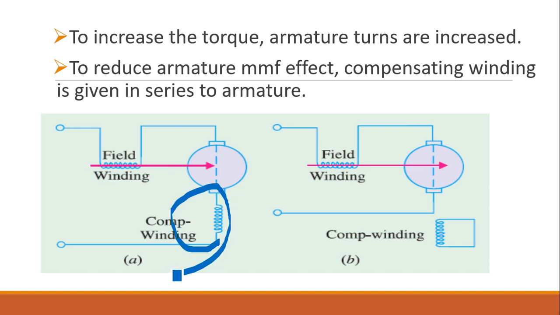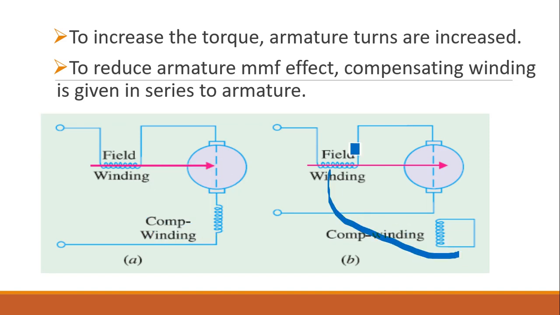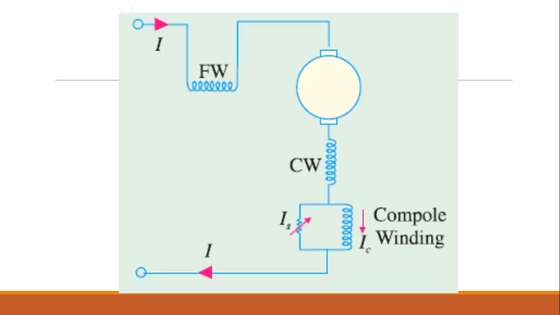This is one type of compensating winding which is directly connected to the armature, known as conductively compensated, because it is conducting the current directly. In the right side picture you will see a separate winding which has no physical connection to the armature, and it works as a transformer. That is known as inductively compensated. That means, like a transformer, inductively there will be some EMF induced, and that will compensate the armature MMF effect to reduce the armature reaction.